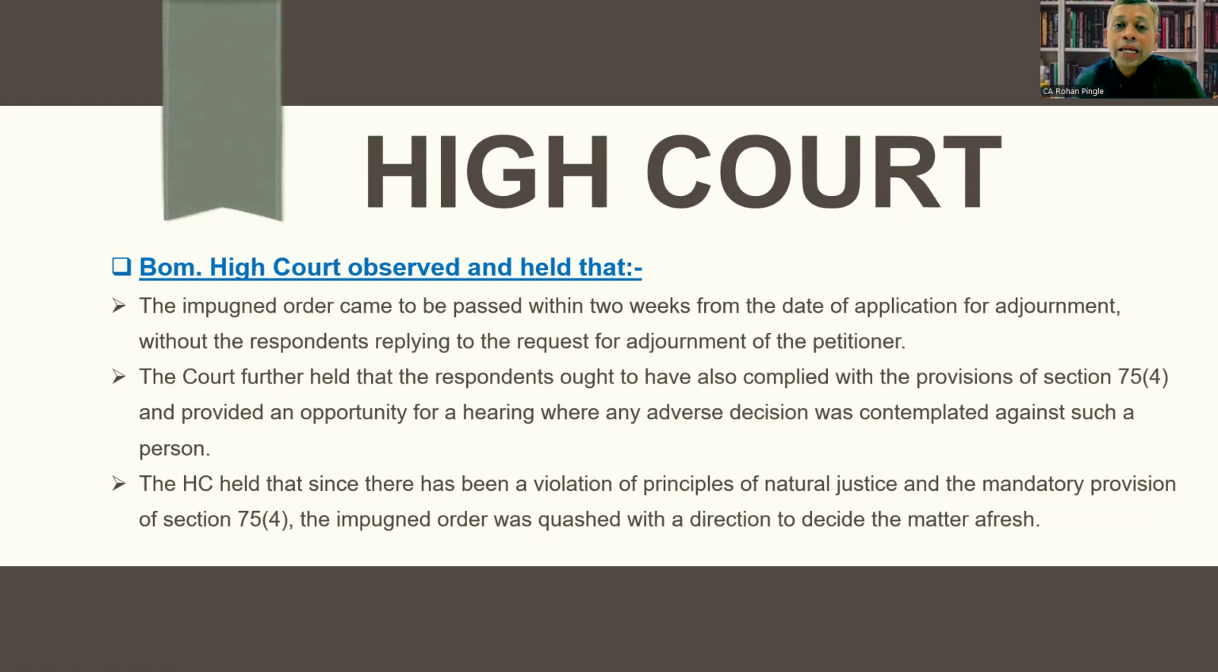So the court further held that the respondent ought to have also complied with this provision, and should provide an opportunity of hearing where an adverse decision was contemplated against such a person. The High Court held that since there has been a violation of principles of natural justice and the mandatory provisions of Section 75, subsection 4, the impugned order was quashed with a direction to decide the matter afresh.